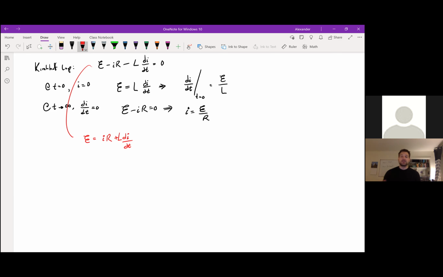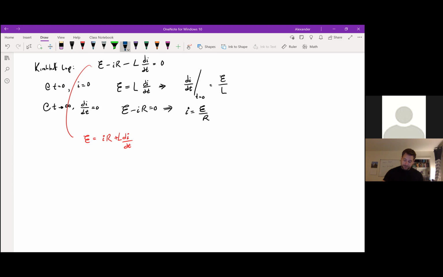When we were working with capacitors, we had dV over V. So we'd like to end up in that kind of place with our differential equation. So let's see, what's the most advantageous way to write this differential equation? We've got one way here.